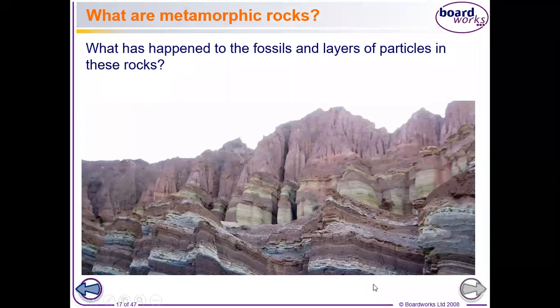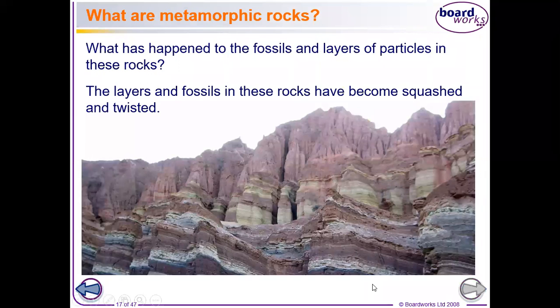Okay, the metamorphic rocks. Can you remember what are the two things that make a metamorphic rock? Heat and pressure. Yes, right, heat and pressure. But try to raise your hand so I know who's talking.